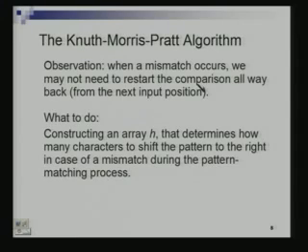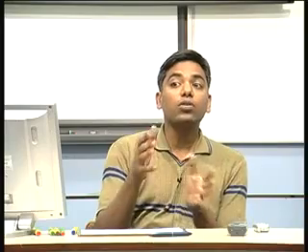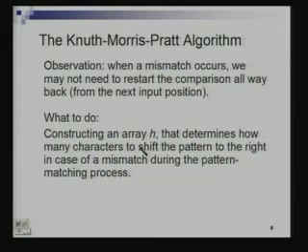The key idea is when a mismatch occurs, we need not restart the computation all the way from the back. We can use some information obtained from the pattern to determine how many steps we should shift forward. What we are going to do is construct an array H that is going to determine how many characters to shift the pattern to the right in case there is a mismatch. We will store this information in an array which we will call H, and we will see what this array H should be.